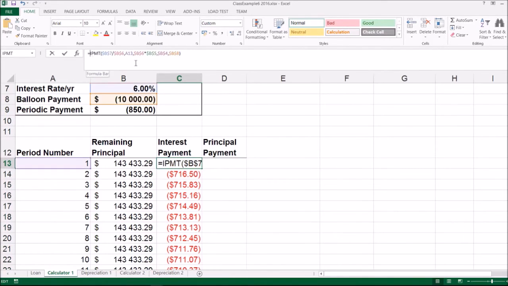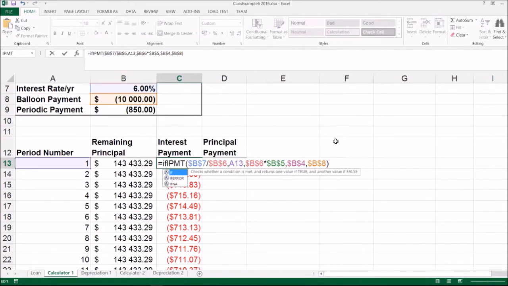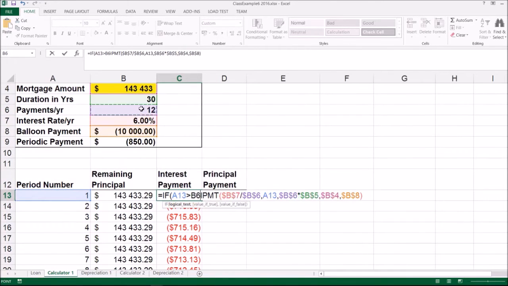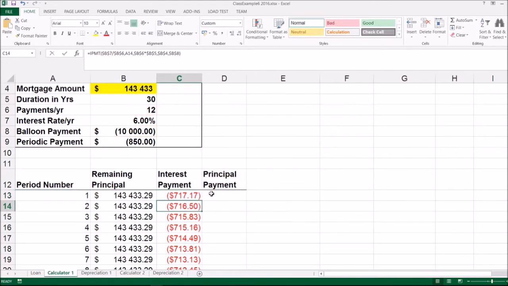Another thing we need to do is make sure that the period number never exceeds the number of periods in this loan. To do this, we're going to use an IF function. So if the period number is greater than the period of this loan, so the payments per year times the duration in years, which is the value of 360, then your interest payment should be 0, because you shouldn't be charged for interest. And just remember to lock those cells. And once again, copy down this formula because we have made a change.